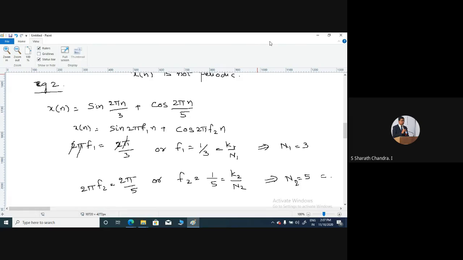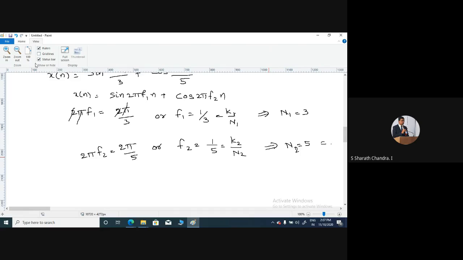Now I would like to check whether this x of n is periodic or not. In order to find that, we need their individual fundamental periods, and now I find the ratio of n1 by n2 to check whether x of n is periodic or not. Here n1 by n2 is equal to 3 by 5, which is the ratio of two integers, and therefore the sequence x of n is periodic. This periodic signal x of n has a periodicity which can be calculated as the LCM of n1 comma n2.